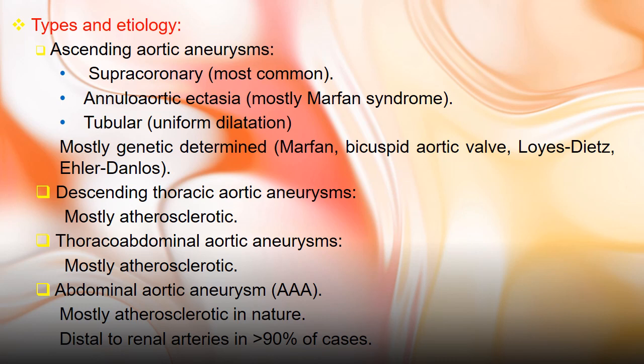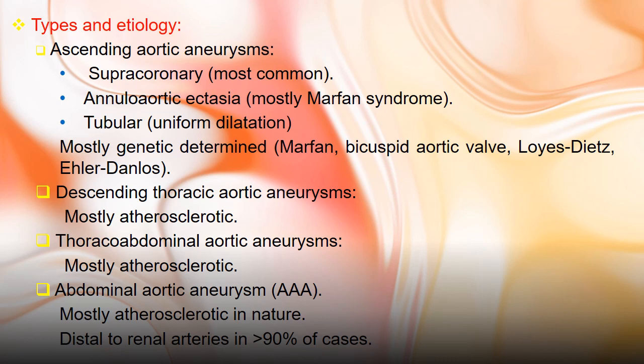According to the location, the types of aortic aneurysm may be confined to the thoracic, as we said, or the abdominal, or thoracoabdominal. Regarding the thoracic portion, it may affect the ascending aorta, and usually it is a connective tissue disorder, mostly genetically determined, such as Marfan, Loeys-Dietz, Ehlers-Danlos, bicuspid aortic valve, and usually it may be a supracoronary aneurysm. It lies above the coronary artery.